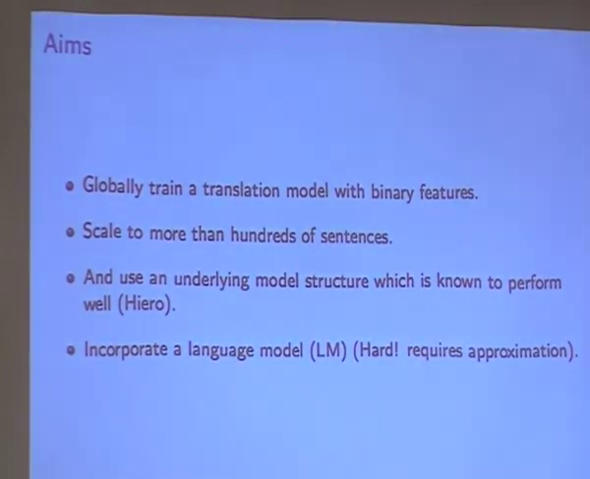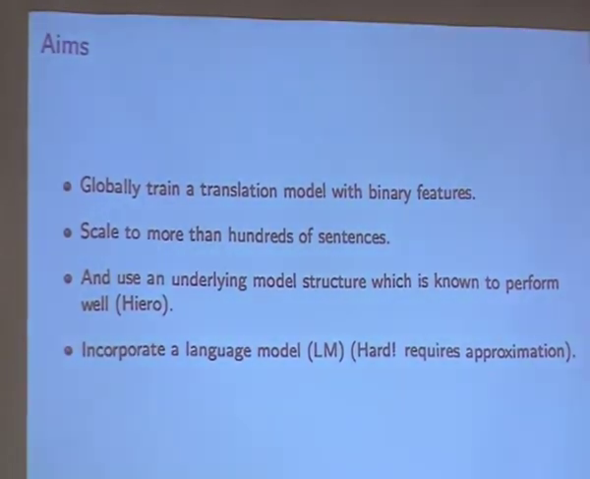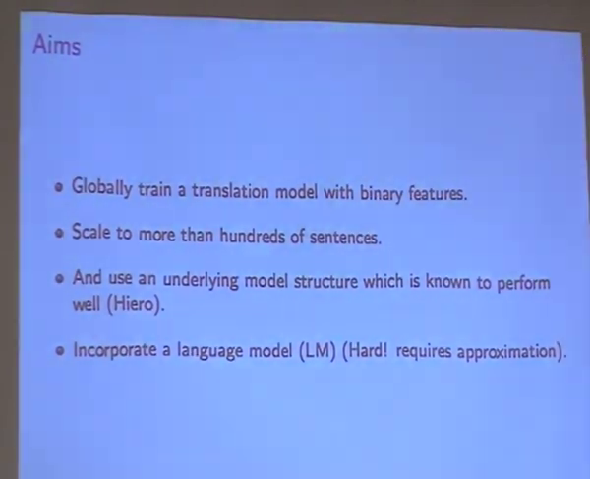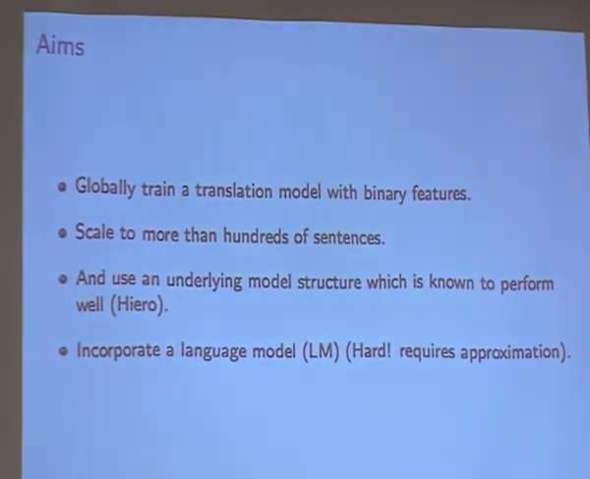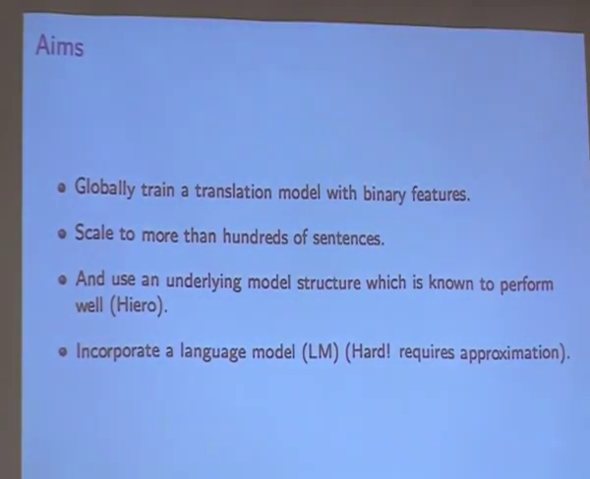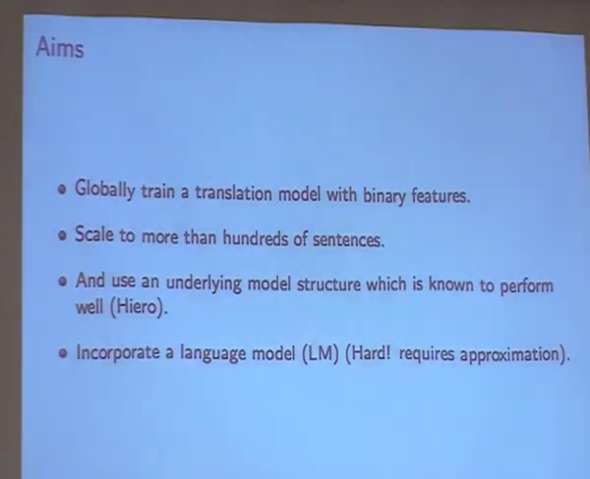So the aim of this work is to build a translation model based just on binary features. We didn't want to use any features extracted from existing translation models, to see how such a model would work. We want to do this on a significant amount of data. Previous discriminative models are all based around hundreds of sentences. We want to do at least tens of thousands. We want to do it with a model that we know works, so we don't want to have to change the model to fit our learning algorithm. So we do it with the Hiero translation model, which we know can give state-of-the-art performance.